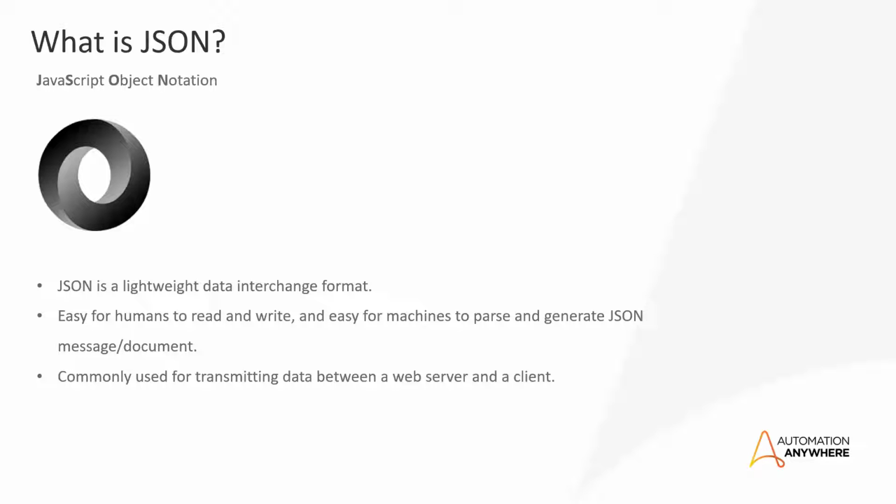JSON is commonly used for transmitting data between a web server and a client. The common use case is APIs. If you hit any API, or make any API call, the response will be either in XML or in JSON.